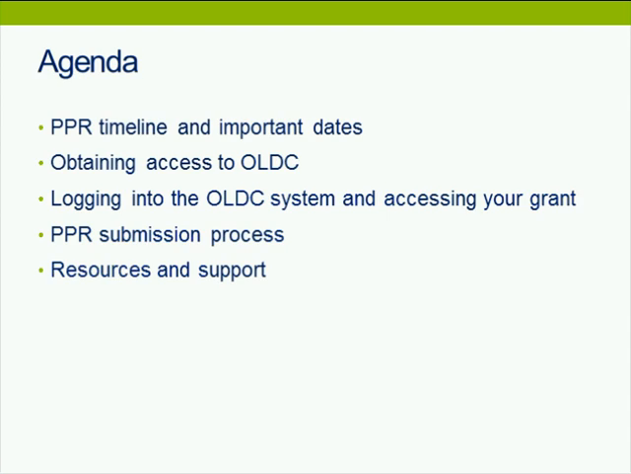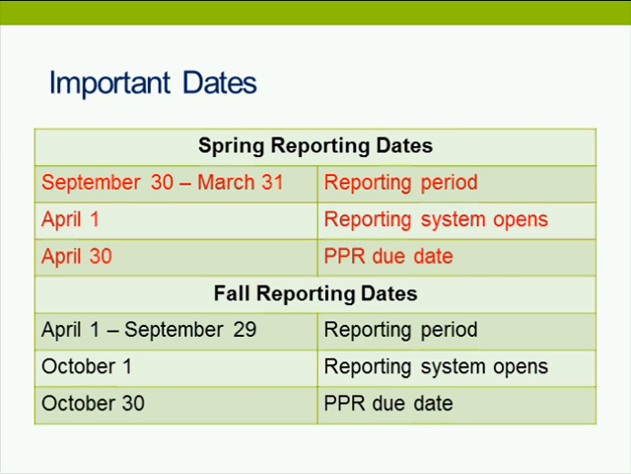Thanks, Gerald. So before we get into how to use OLDC, I just wanted to quickly go over some important dates. As a reminder, the PPR is a semi-annual report that you will submit through OLDC, and you submit that twice a year. The 6-month reporting periods are from April 1st to September 29th and September 30th to March 31st.